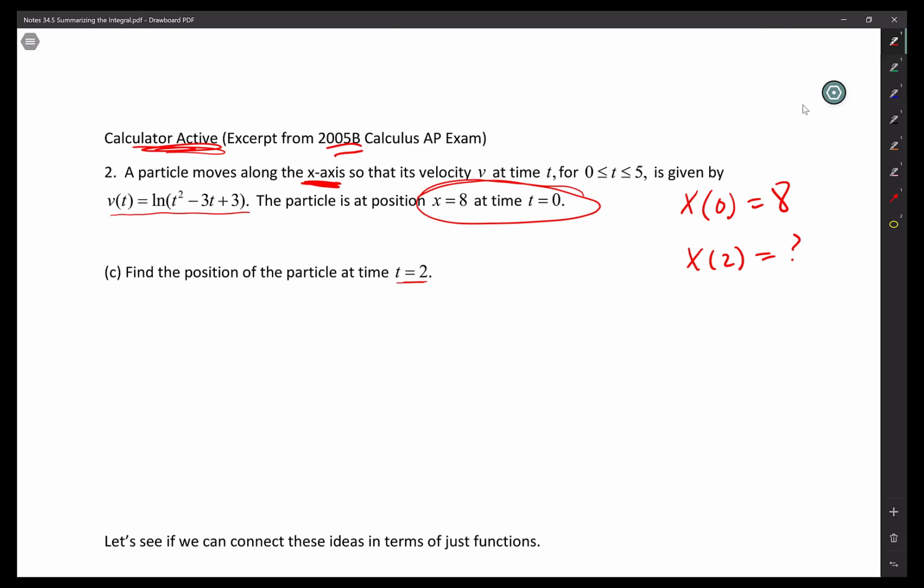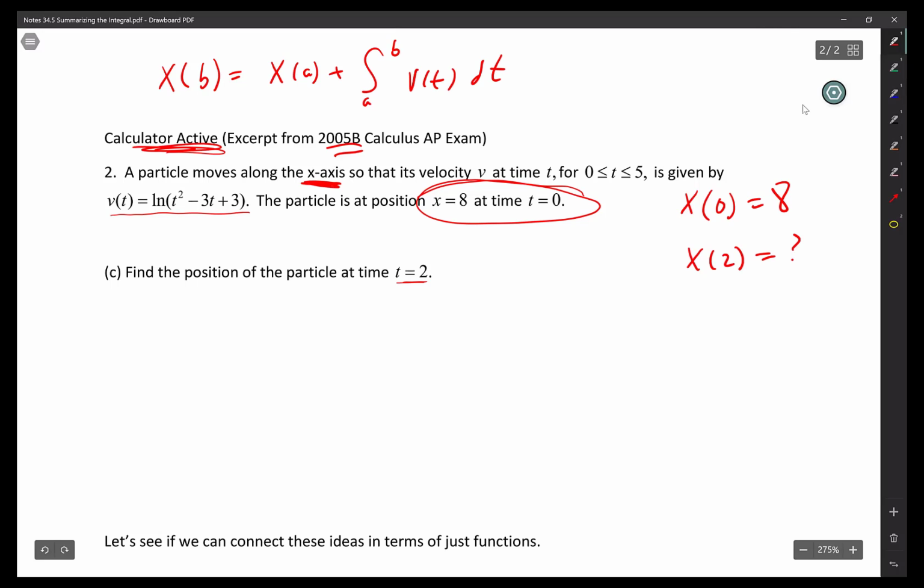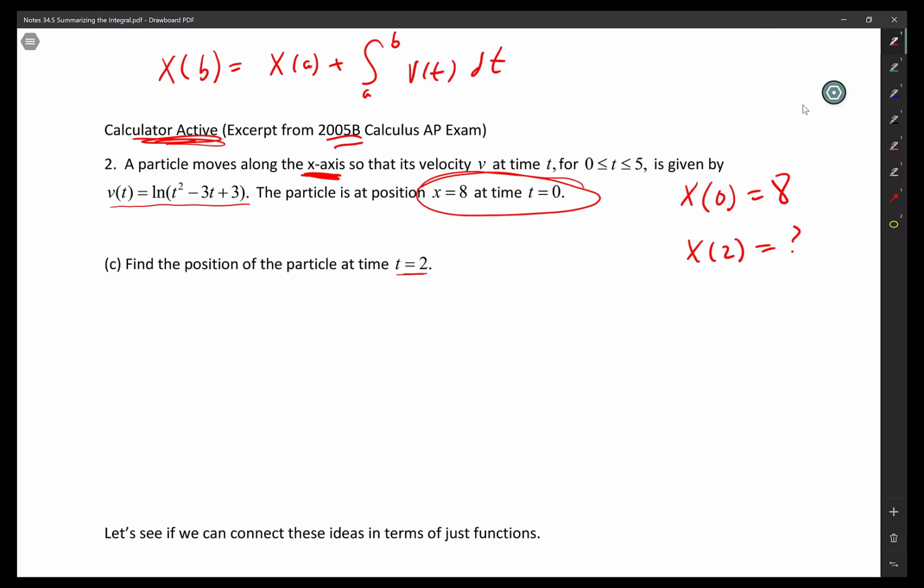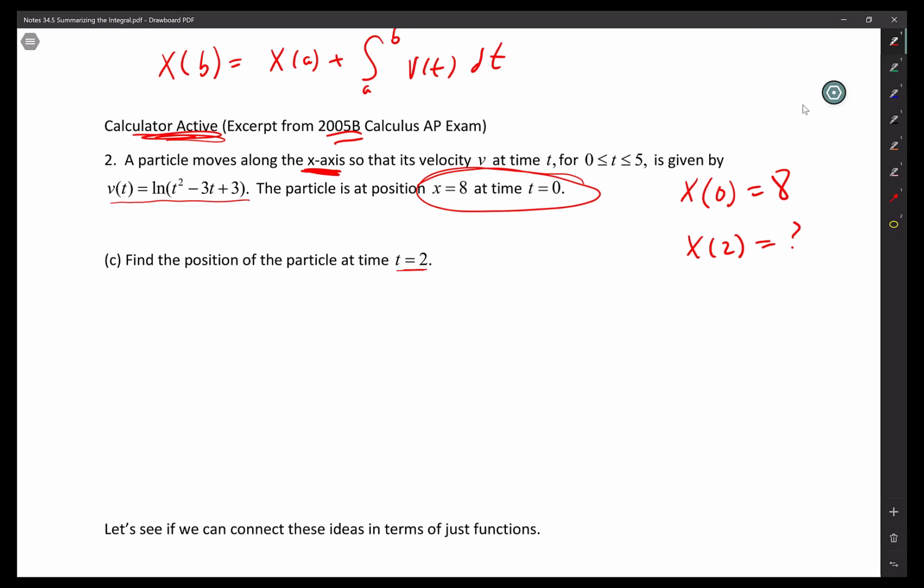Well, Chavez just gave me a formula. Chavez gave me this formula, x of b equals x of a plus the integral from a to b of v of t dt. Not that I want you to memorize formulas, guys. Matter of fact, it's the opposite. I do not want you to memorize formulas. But these type of questions, usually you can write them the same way all the time because they're that basic.